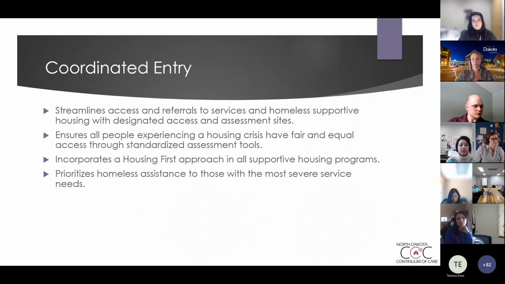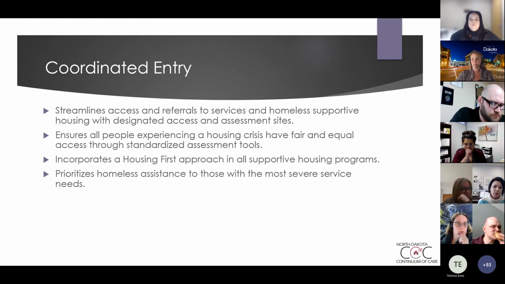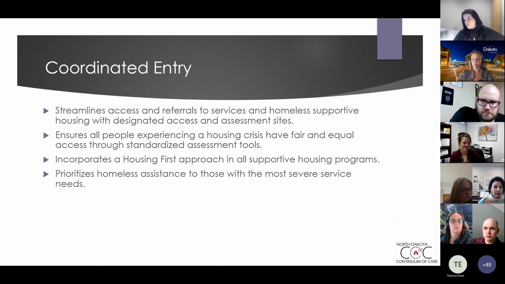So previously I talked about the continuum of care and how providers who are committed to ending homelessness can improve the process to quickly rehouse individuals and families experiencing homelessness or even prevent them from becoming homeless. And the coordinated entry system is how we accomplish that goal. We are mandated by HUD to have a coordinated entry system for various funding streams. That includes the continuum of care. It includes.